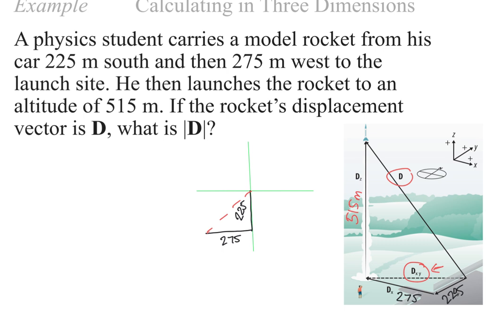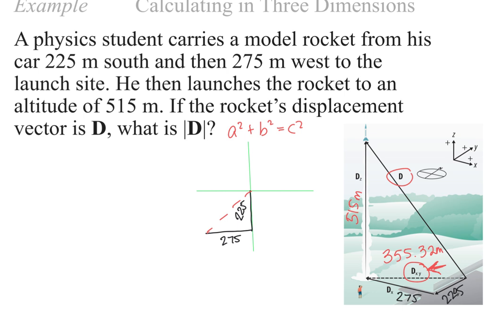How do I calculate a hypotenuse if I have the two sides of a triangle? Pythagorean theorem. So I'm going to use the Pythagorean theorem first to calculate this displacement on the ground from his car to the launch site. So what is his displacement there? If you round to two decimal places, what is the ground displacement from his car to the launch site? Right, you should get 355.32 meters. Does everybody see? And now we have the base and the height of yet another triangle.